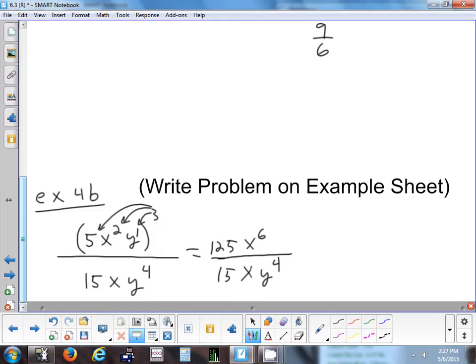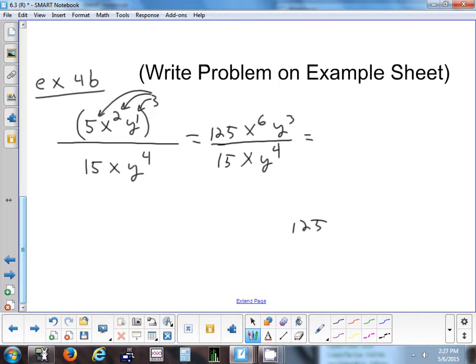Okay, next one. Y first to the cube. Y to the 3rd. X's and Y's aren't going to be too bad to deal with, but 125 and 15, kind of big numbers. So guys, with this one, like Mr. Hager just did, you had to do 5 to the 3rd power. We didn't give you that number right away. You had to get it by doing 5 times 5 times 5. Now you can reduce.